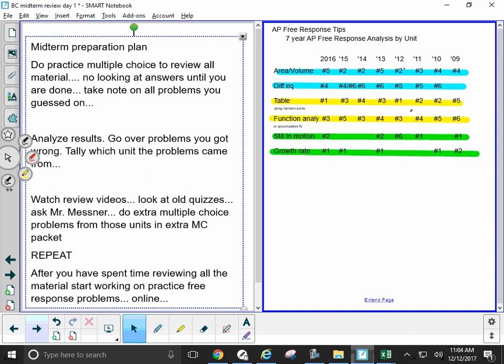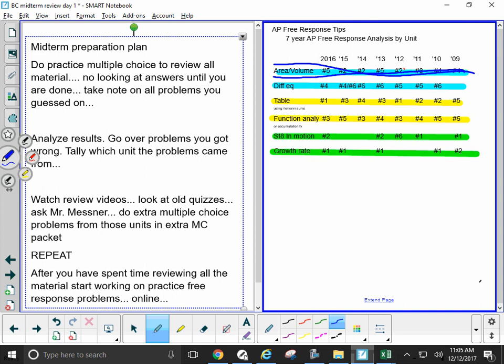Now, here is an analysis of the free response questions that have been asked on the AP exams over the last 7 years. Okay, now you can see there are some consistencies. You guys have not learned about areas and volumes yet, so you can remove that, but you can see that every single year over the last 7 years, there's been a differential equation free response. So that's like the last unit, the test that you just got back today. Those free response questions that you had at the end that I gave you a packet for, you could probably expect something like that on the practice AP exam.